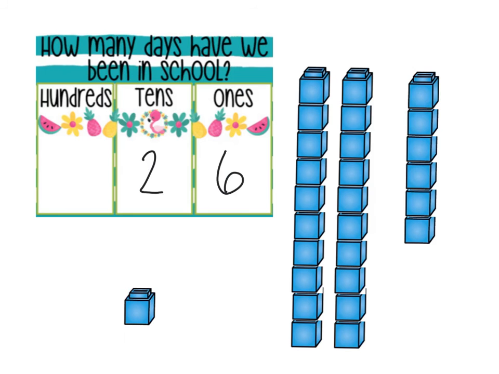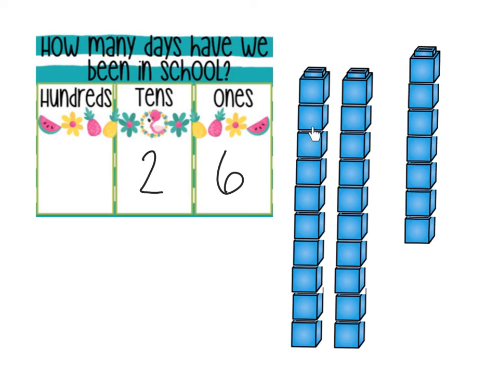Good job. Let's figure out how many days we've been in school today. First, we have to know how many days we were in school yesterday. Look at the number. Right, it was 26. Okay, so if we add one more linking cube to our linking cubes here, that'll help us determine how many days in school we were in today. So I'm going to take this and I'm going to add it to the top. And let's take a look and see what we have.